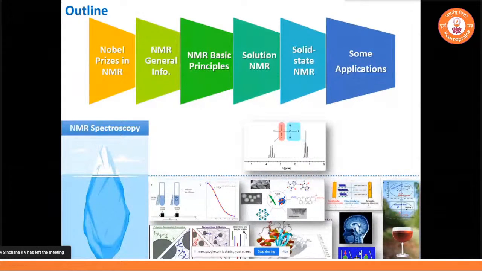NMR is also used for quantum computation. It is also used in food processing, in the medical field, and in the pharmaceutical field to study metabolites. This field of NMR is known as metabolomics, where we assess different metabolites and try to understand biomarkers for disease in the case of medicine, whereas in food processing, we can apply the same thing for quality control.